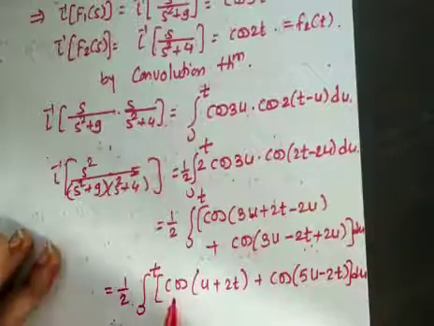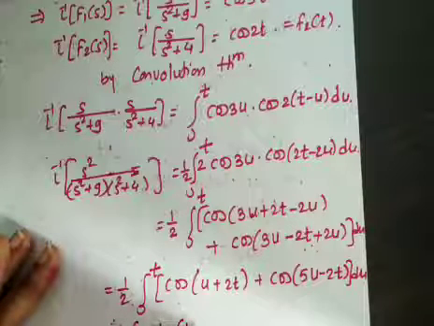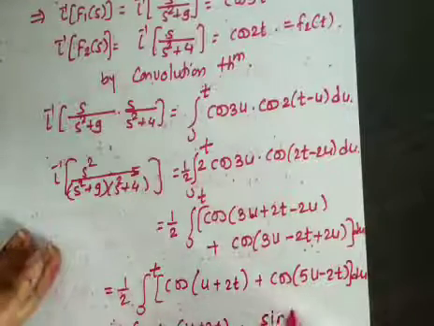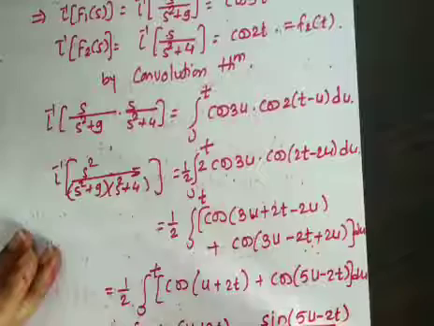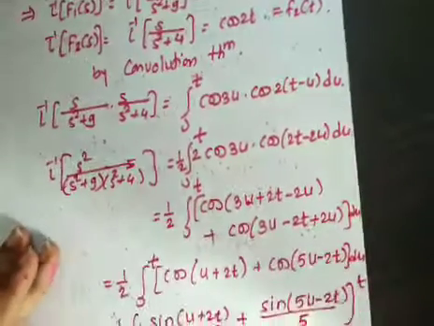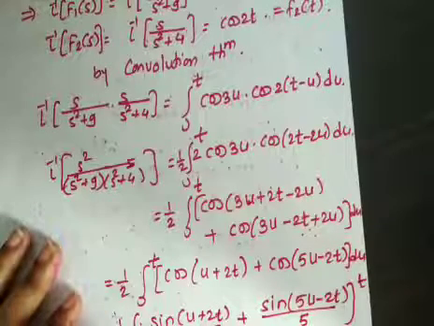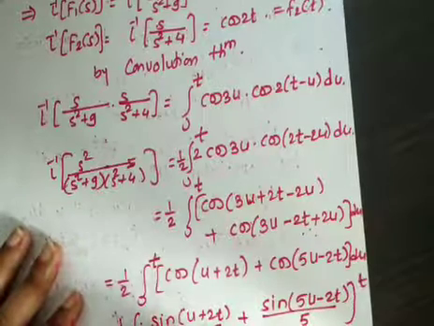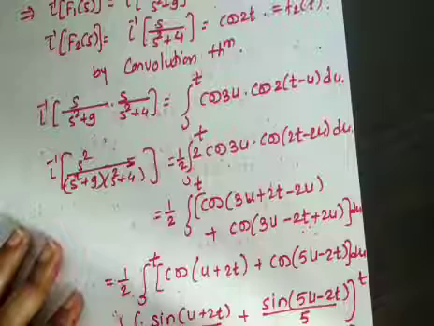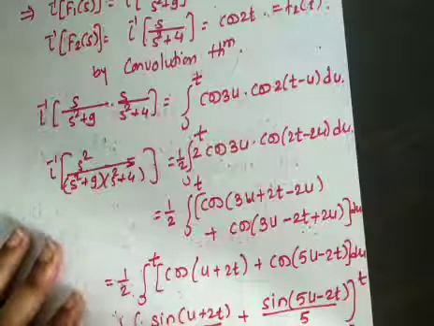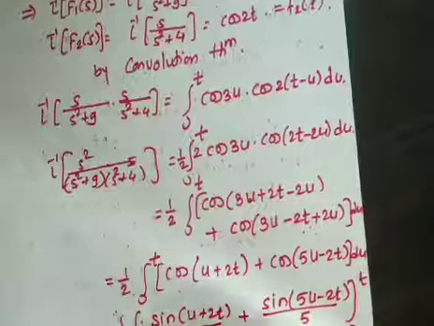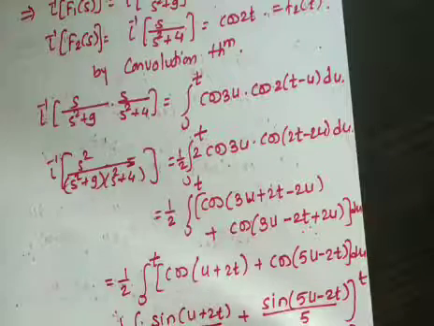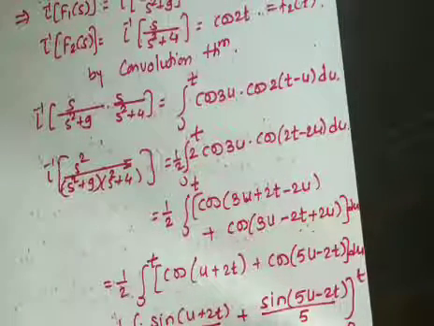Then we'll write the integration of cos as sin(u plus 2t) upon the derivative with respect to u, that is 1, plus sin(5u minus 2t) upon 5, from 0 to t, that is equal to 1/2 [upper limit, if it is t, then sin(t plus 2t), sin 3t, plus sin(5t minus 2t), sin 3t by 5, minus lower limit, if u is 0, that is sin 2t, and plus sin(minus 2t) by 5].